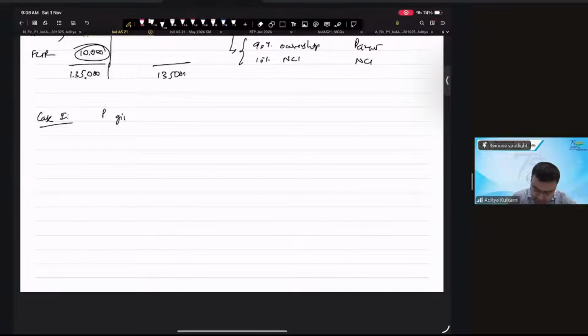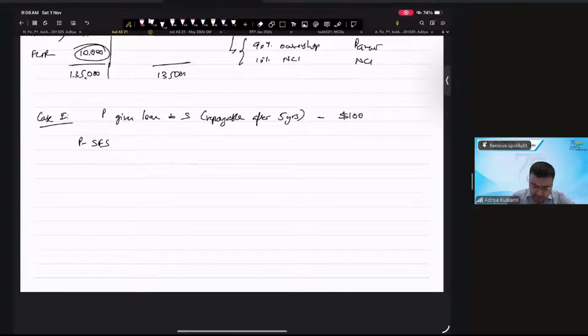Parent gives loan to subsidiary, repayable after 5 years, $100. So in the parent's standalone financial statements on 31st March 2024, it looks something like this. Share capital, this is in rupees. Let us suppose share capital is 5,000. Loan, monetary.